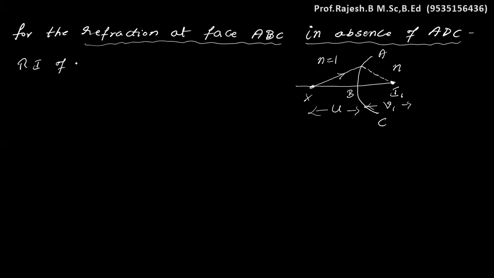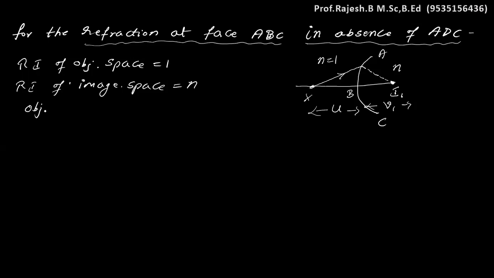So make ready all the data. Refractive index of object space is equal to 1. Refractive index of image space is equal to n. Object distance, according to sign conventions, is measured towards the left, so take it as minus U. And image distance is plus V1.